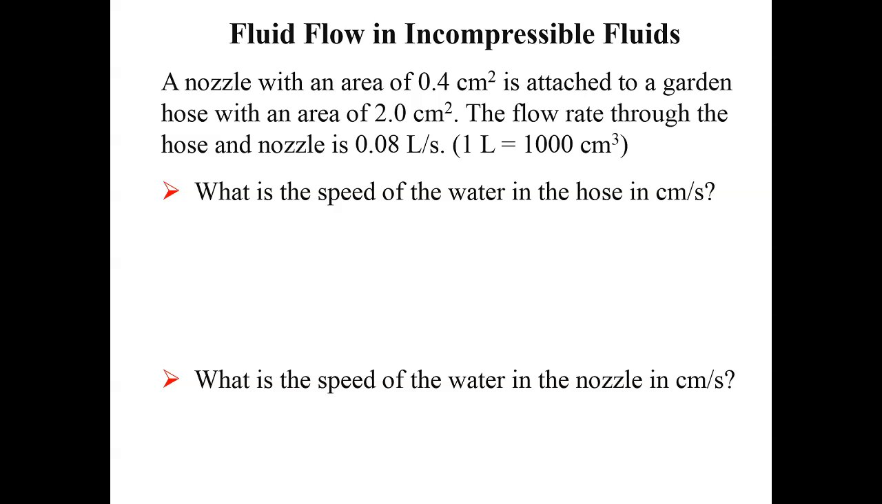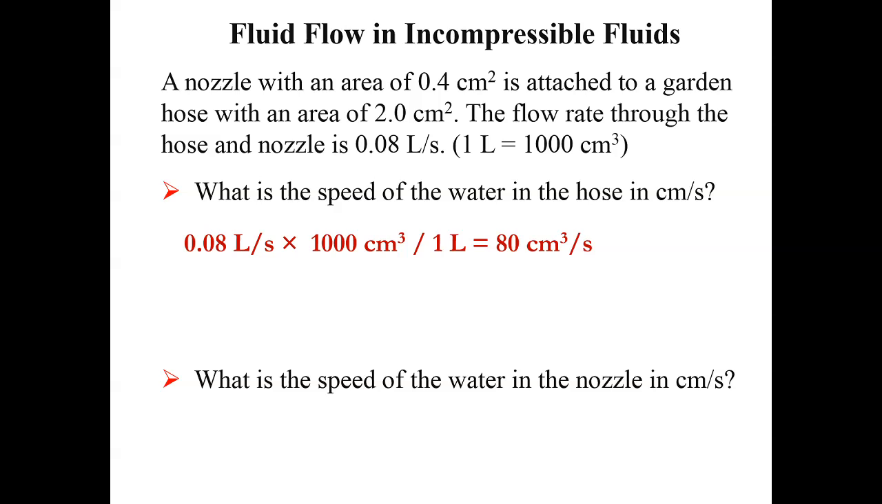Well, the flow rate, or volume per second, is equal to the area times velocity. So we have to be careful here because of units. It is probably easiest if we do everything in centimeters here. So first we want to convert liters per second into centimeters cubed per second, since we want an answer in centimeters per second. So 0.08 liters per second times the conversion factor, 1,000 centimeters cubed per 1 liter, gives us 80 centimeters cubed per second.